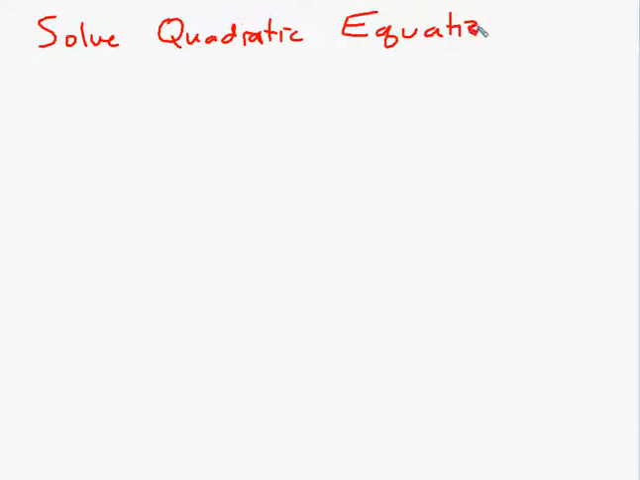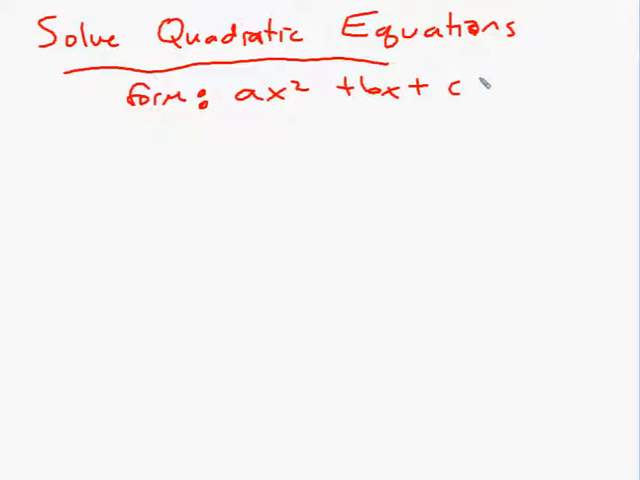Go back to is actually factoring, but we're going to actually use it for something, not just to factor for the sake of factoring. So, we're going to solve quadratic equations. Now, a quadratic equation has the form ax squared plus bx plus c equals y usually, but we'll put a 0 there. So in order to solve this, we're going to have to use the 0 property.